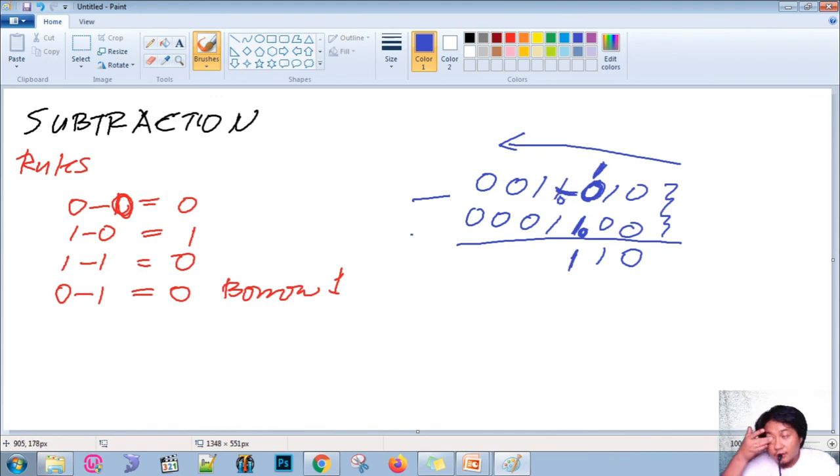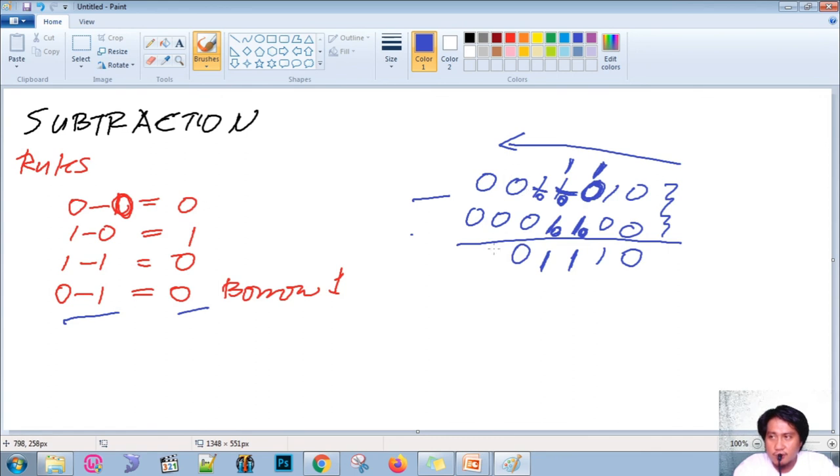And since this is already a 0 value, because we borrowed the value from before, this is now 0 minus 1. So as per rule, when you have 0 minus 1, the answer is 0, but then you have to borrow the value of the next one. So this becomes 0, and we have another 1 here. So 1 minus 0 becomes 1. And since this is already a 0, 0 minus 0 is 0.